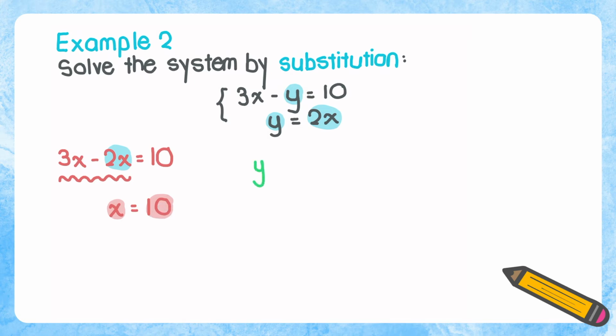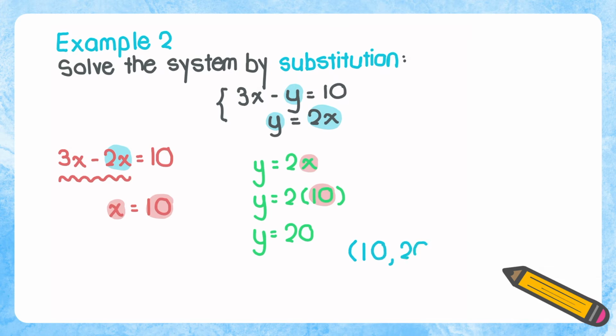Now let's solve for y. So we have y equals 2 times x, but we'll replace x with the 10 value that we just found. So we have y equals 2 times 10, and so y equals 20. So x equals 10, y equals 20, so our solution is 10, 20.